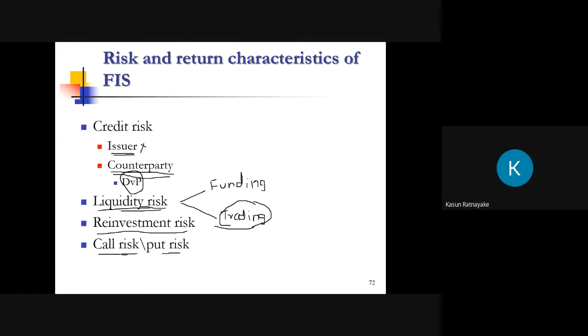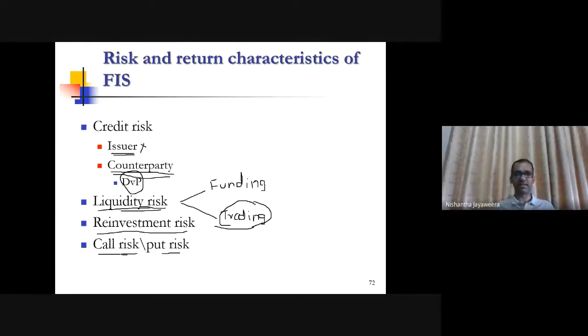It's a bad time, because he gets an unexpected cash flow whereas the interest rates are low. So he has to reinvest that cash flow at a lower rate. So that's the call risk from the investors' point of view.